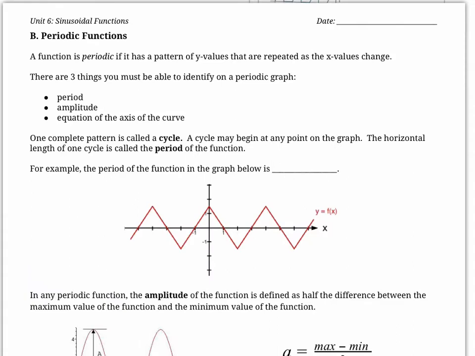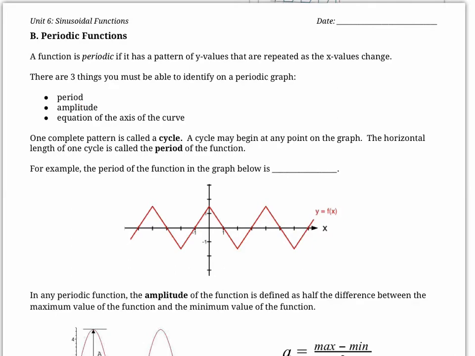So now that we have a bit of an introduction of what a periodic function is, remember a periodic function is a function that has a pattern of y values that are repeated over and over and over again as the x values change. So there's only one y value for every single x value, which makes it still a function. So there's three pieces of terminology that are going to come up often when we talk about periodic functions.